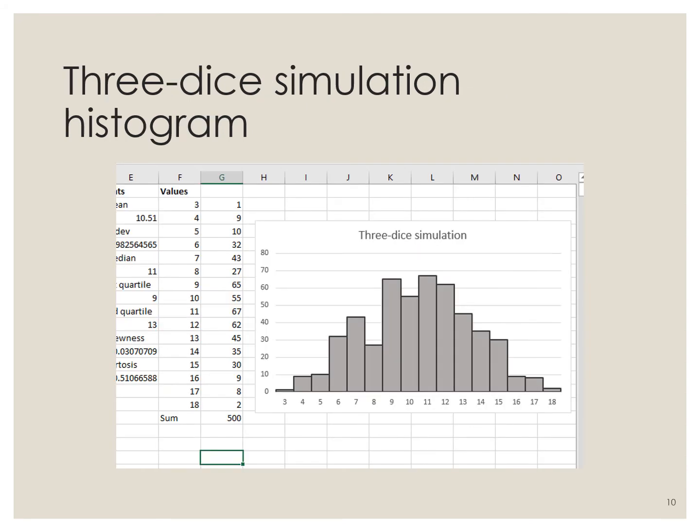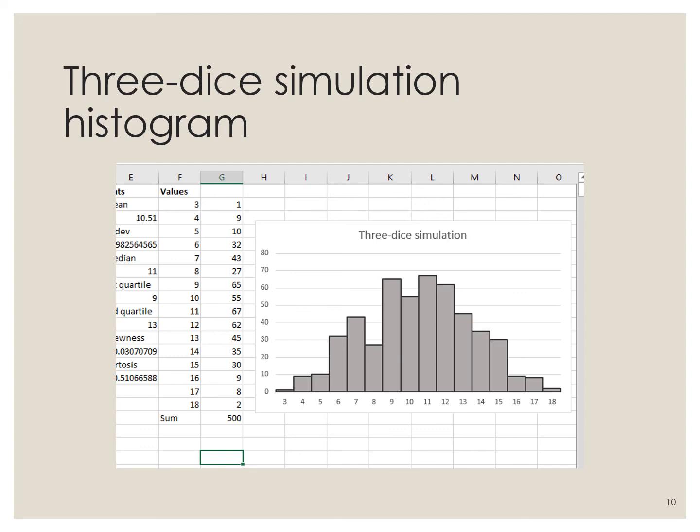So here we're looking at the histogram for the 3-dice simulation. We did not use the histogram chart option in Excel under statistics charts. Instead, we just highlighted the data in column G because we had already done our own counting and made a column graph of that. And we just happen to know it is a histogram, but we're not using Excel's built-in histogram because then it wants to count.